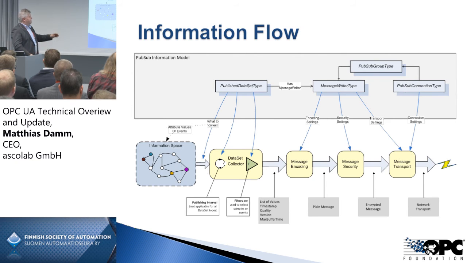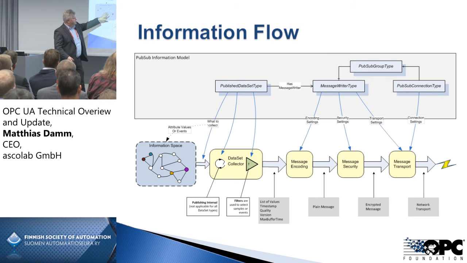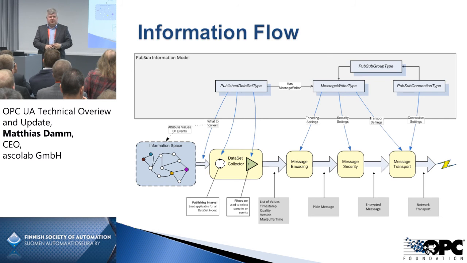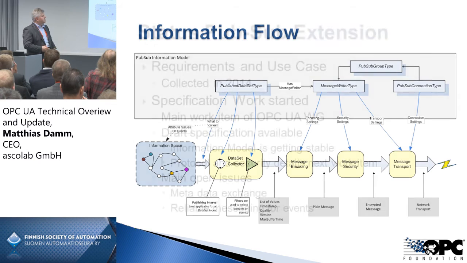And so the idea is that the information flow is that you have a normal address space, you select data out of the address space, you set up a data set, and there's a configuration object for a data set, and then you define message writers. So even for one data set, it can be sent through UDP Multicast and through AMQP, so you can send the data set also through different protocols. But for a protocol, you have a message encoding, message security, message transport, and they are also configured through objects in the publisher address space or in the subscriber address space.